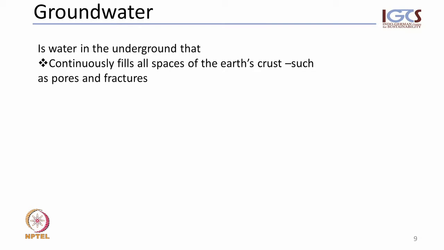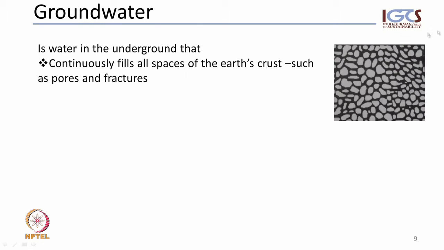Now, I want to stop talking about rivers and come to the groundwater component, which in many cases has been forgotten or left out entirely. What we mean by groundwater is the water stored, occurring in the underground, which continuously fills all of the spaces in our Earth's crust. And those spaces could be pores or fractures or voids. We can envisage it in this way. We may have particles composed of various minerals here, and then the spaces in between, those dark spaces, would be filled by water.